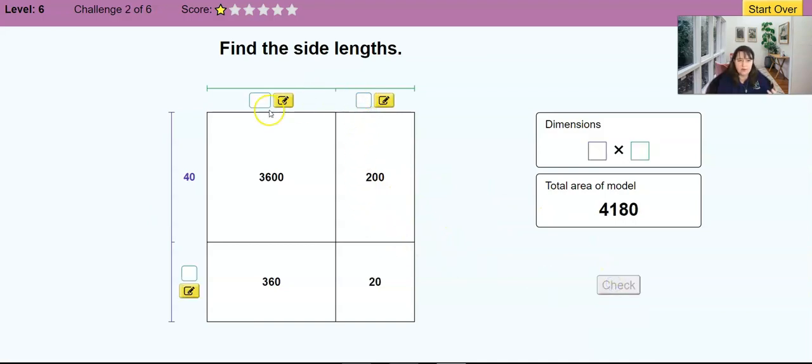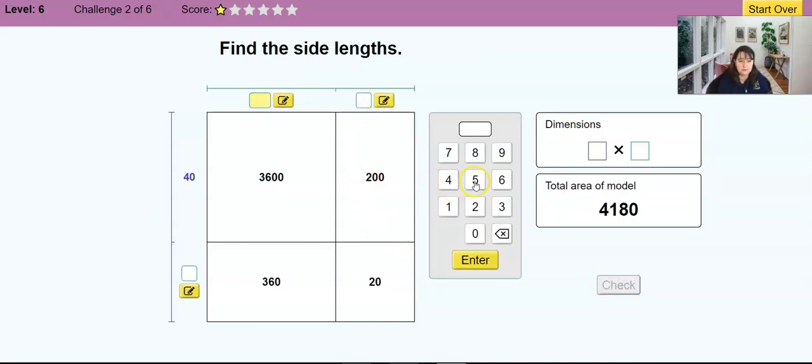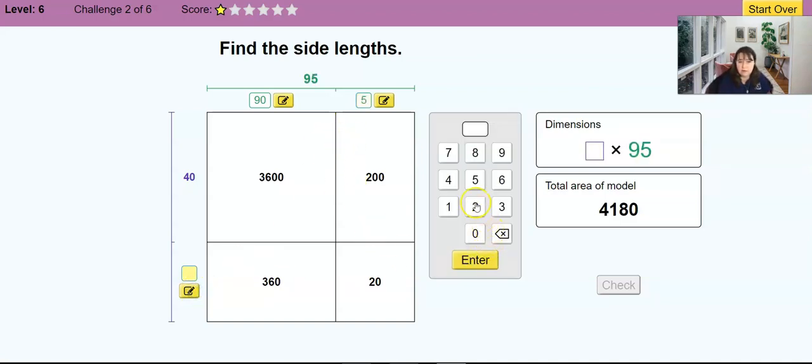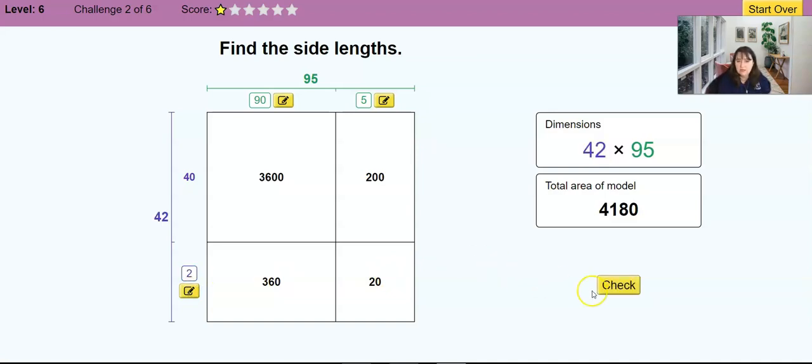And I want to point out one other thing. I'm going to do it really fast because we know that that's going to be 90. Okay, so we're good there. And we know that this one is going to be, I don't know, 4? No, 2. Oops. I'm going to hit 25. Sorry. And then I'm not going to hit a number that's wrong. So we're going to hit 2. Because we know it's 4, but we're going to hit 2. And we're going to hit check.